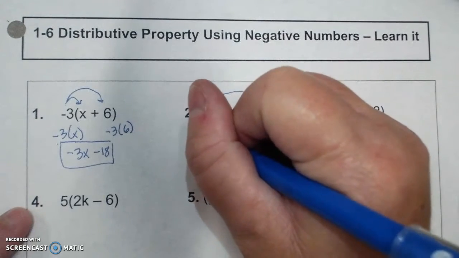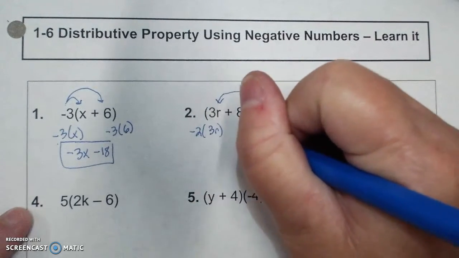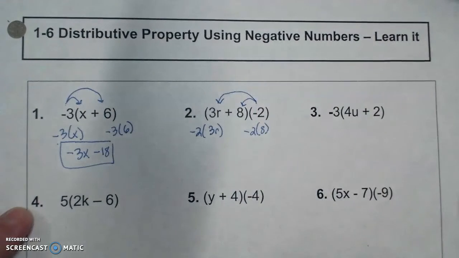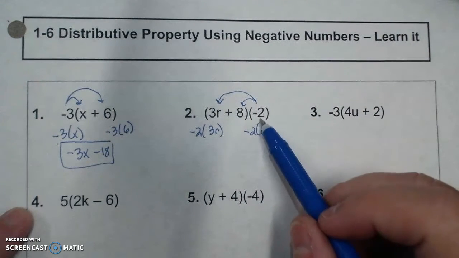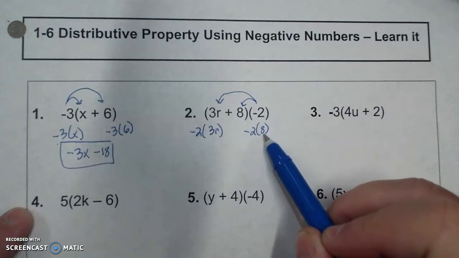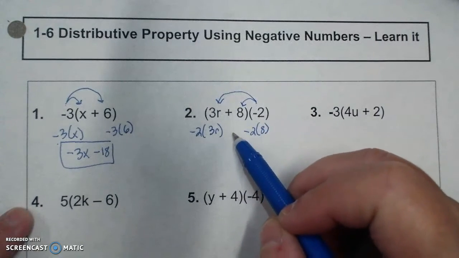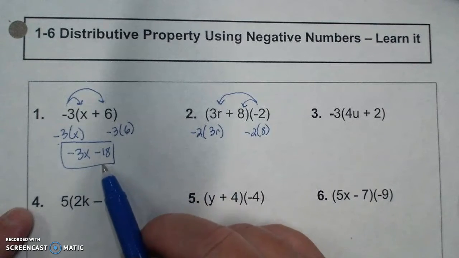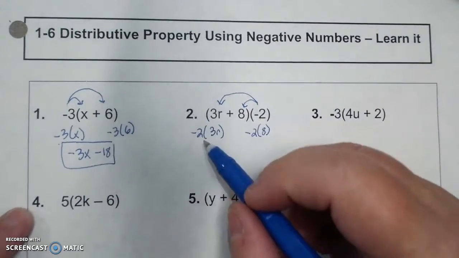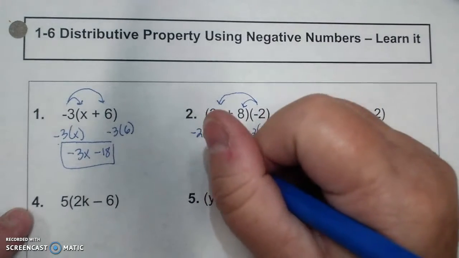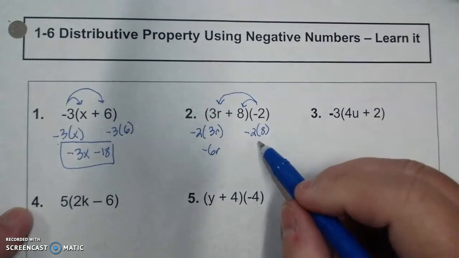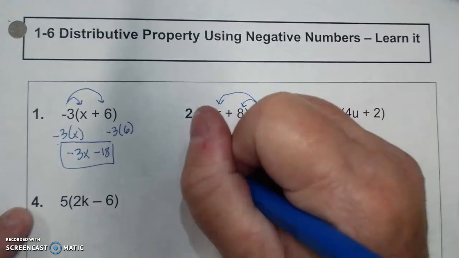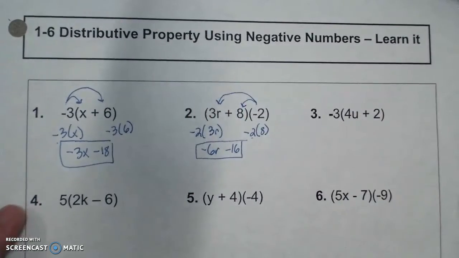And so -2 is going to visit 3r, and -2 is going to visit +8. Notice I'm keeping this sign, I'm spreading it apart, and I'm leaving a gap, but when I write it, it just becomes -18. So -2 times 3r is -6r, and -2 times 8 is -16, and that is where we go.